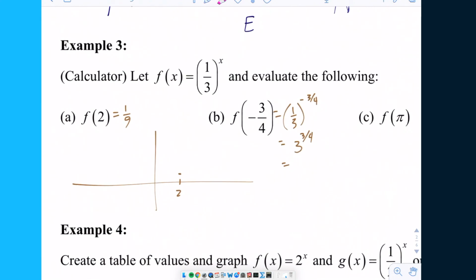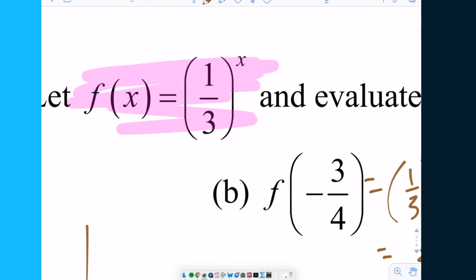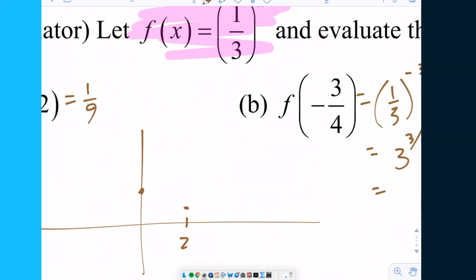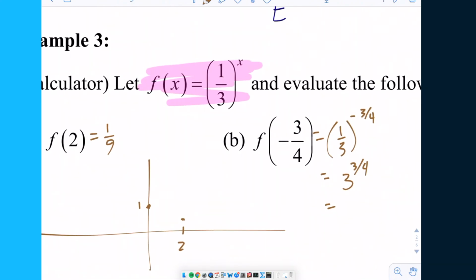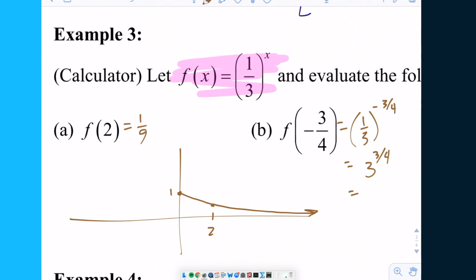Let's just think about what this function looks like. What's happening as you increase x by positive integers? 1/3 to the 0 is 1, right? We know that. And then when you go to x equals 1, it's 1/3 of what it was before. Then it's 1/3 of what it was before. Yeah, so this is going to be exponential decay. So for negative values, it's going to look like that. It's actually going to increase. So here's what an exponential decay function looks like. It falls from left to right. It's decreasing from left to right.